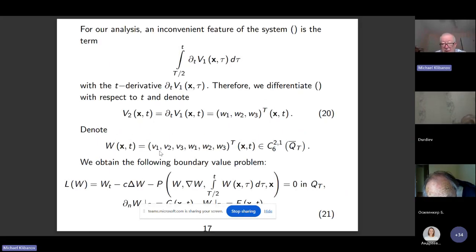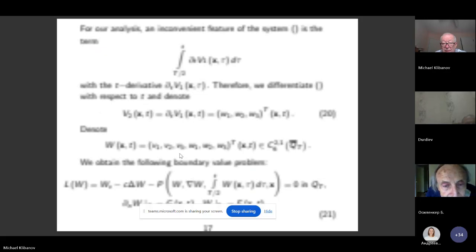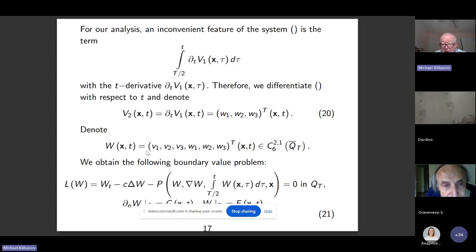Yes, that's what I say. In order to introduce the vector function v2, which is the derivative, and then instead of these three equations, I obtain a six-dimensional vector function w, and then I obtain the system 21 of six nonlinear parabolic partial differential equations. As you can see, the problem is very much non-trivial.